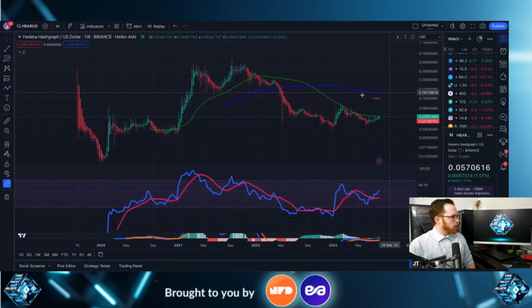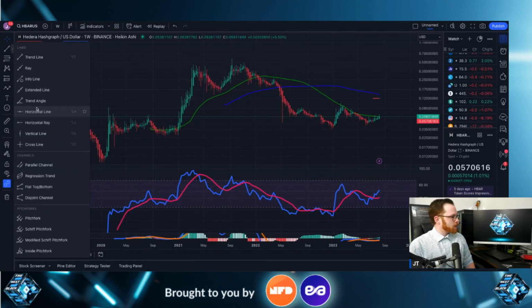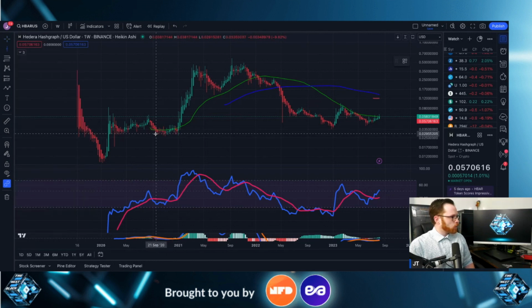I'm going to do what I did with Algorand real quick and put those vertical buy and sell lines based on the RSI crossovers, because I think it really does highlight a lot of great moves.